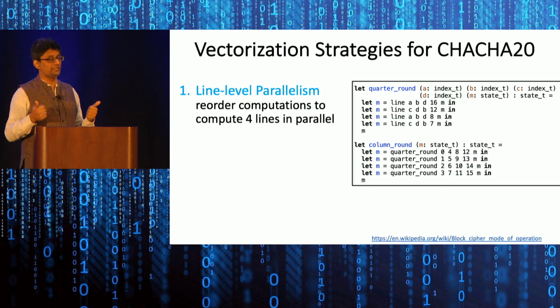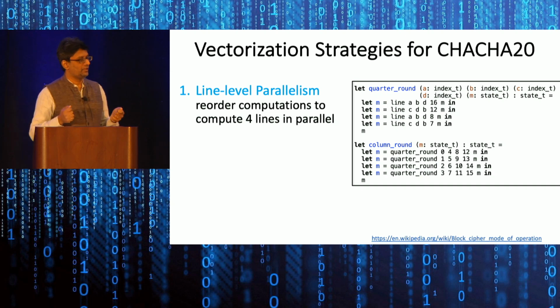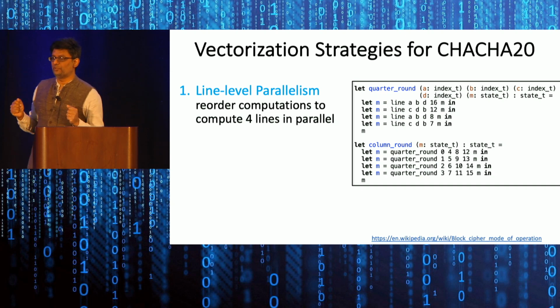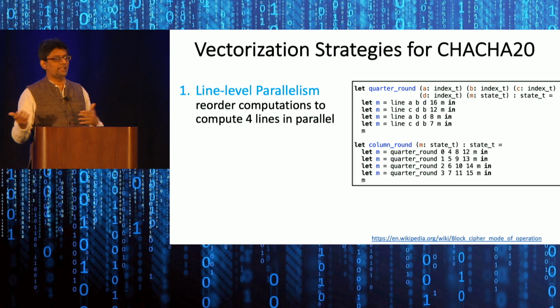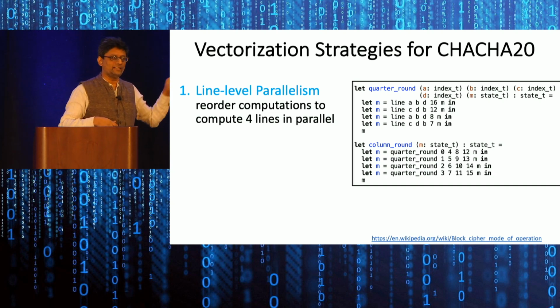The next step is to write the vectorized code, right? But first we have to design our vectorized algorithm. So what are the vectorization strategies for ChaCha20? There are typically two. One is what I call line-based parallelism. If you look at the operations that are happening, the function line that I showed you in the previous slide, you see all the places it's called.